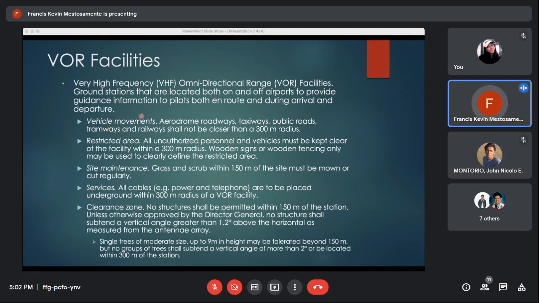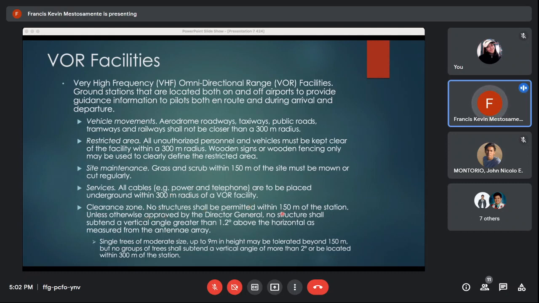So for the VOR facility, aerodrome, roadways, taxiway, public roads should not be closer than 300-meter radius. So restricted area ang VOR facility. So all unauthorized personnel and vehicle must be kept clear doon sa 300-meter radius. Site maintenance, it should be grass and scrub within 150 meters of the site, so almost half. Services, all cables are to be placed underground within the 300-meter radius ng VOR facility. So malinis dapat to for the signal to be effective and precise.